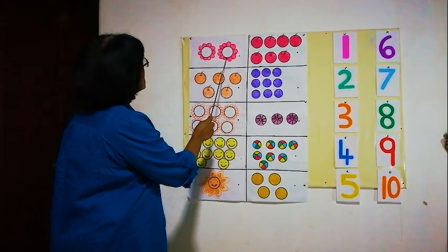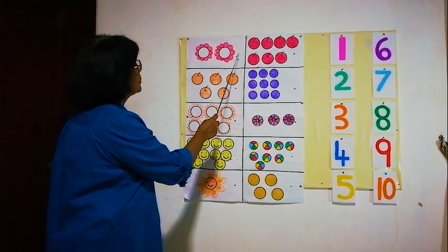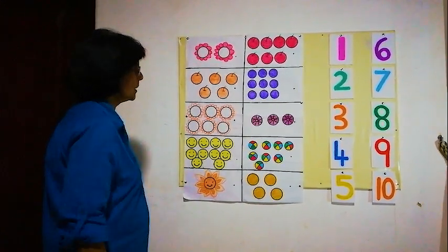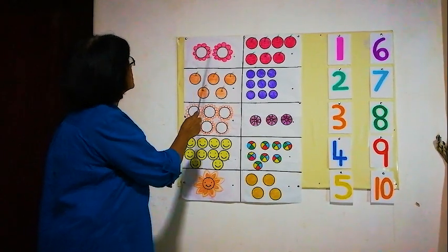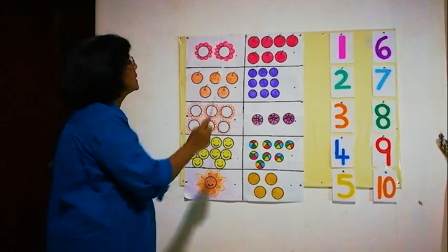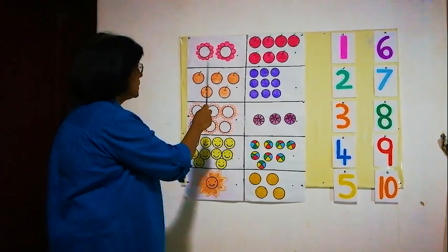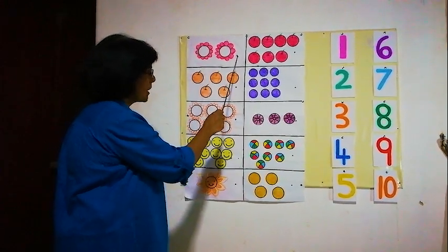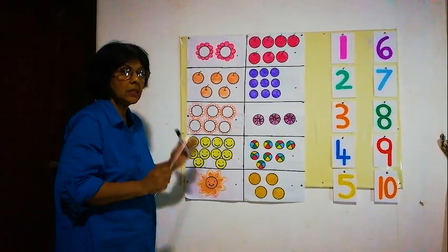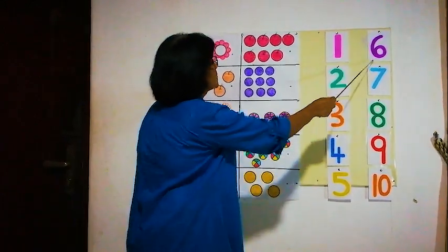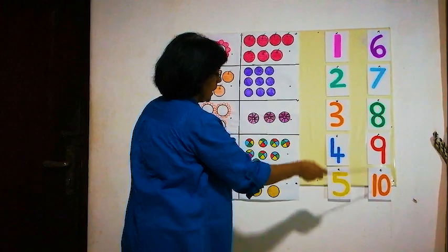Count the pictures and write the values here, right? Count the pictures and write the number. Here we have to write the number. Count the pictures and write the number here. To make the lesson easy, I have fixed some numbers, 1 to 10.